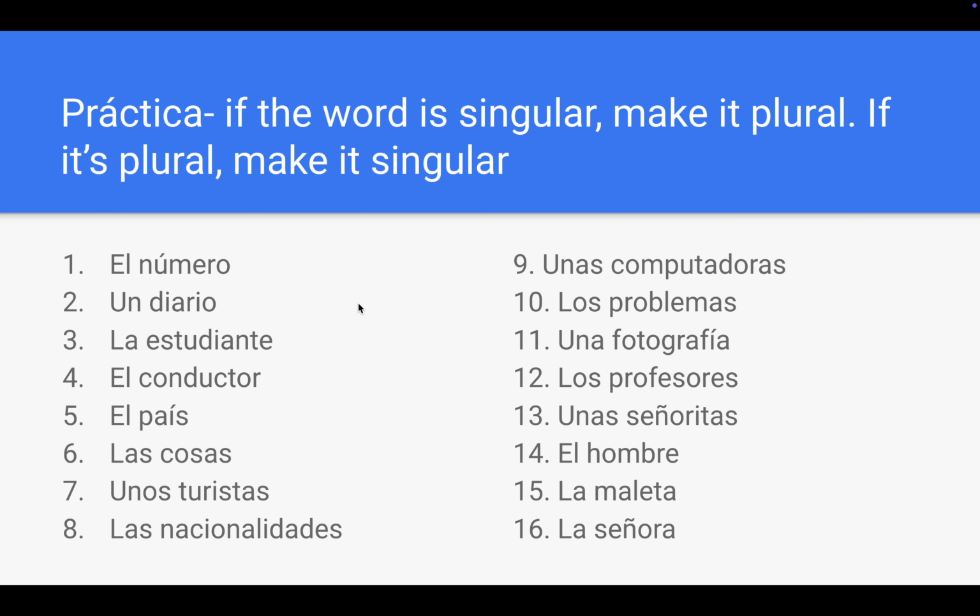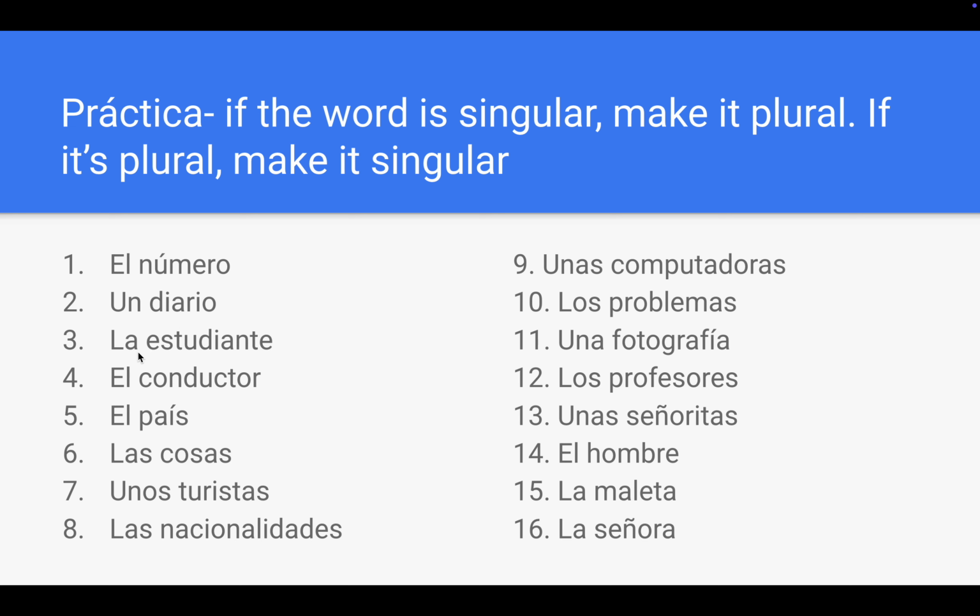Okay. And número uno. We haven't done numbers yet. I shouldn't give you our numbers yet. So we're going to make this one plural. It's going to be los números. Just adding an S at the end and making this los. Next one, we're going to make it unos diarios.